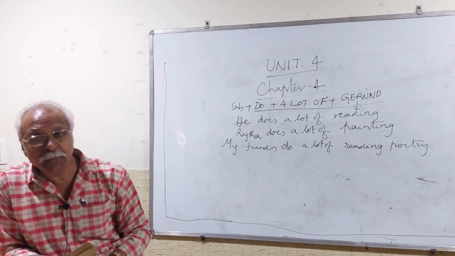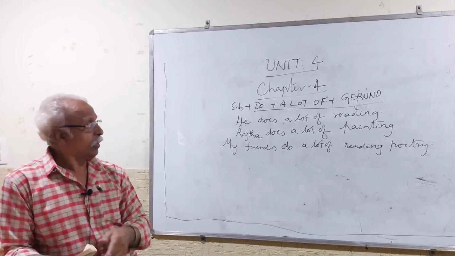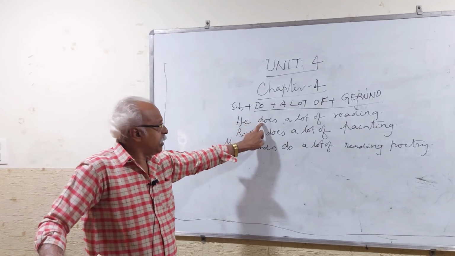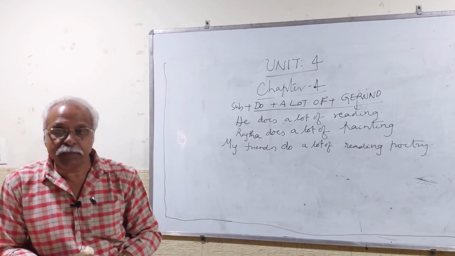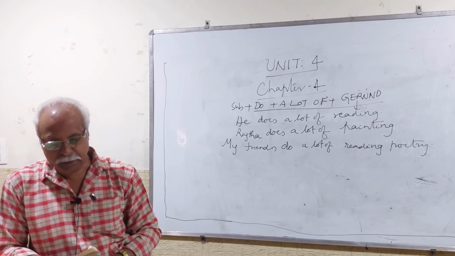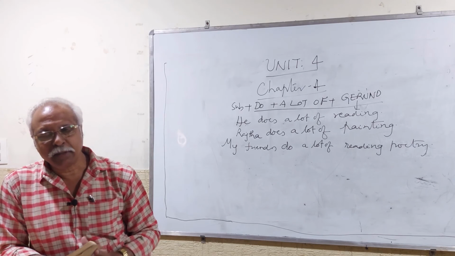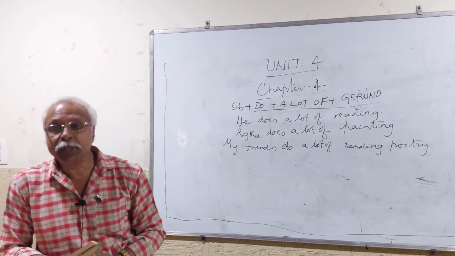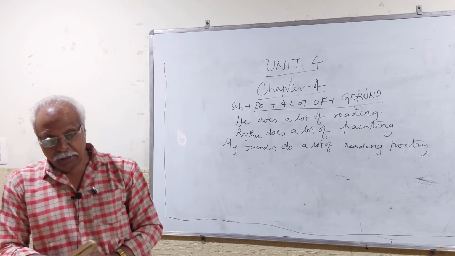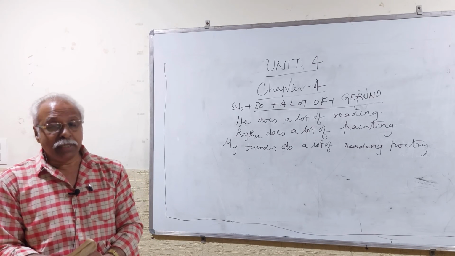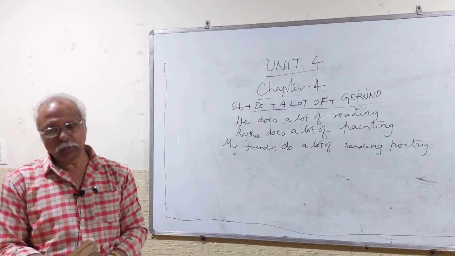One sentence. What's the verb? Tell me. Rode. How do you write it? I did a lot of riding. I did a lot of riding in my youth. That's how you should write. Am I clear? Thank you very much. You try to use do plus a lot of plus gerund, and then try to get your sentences corrected by the people who know English very well.